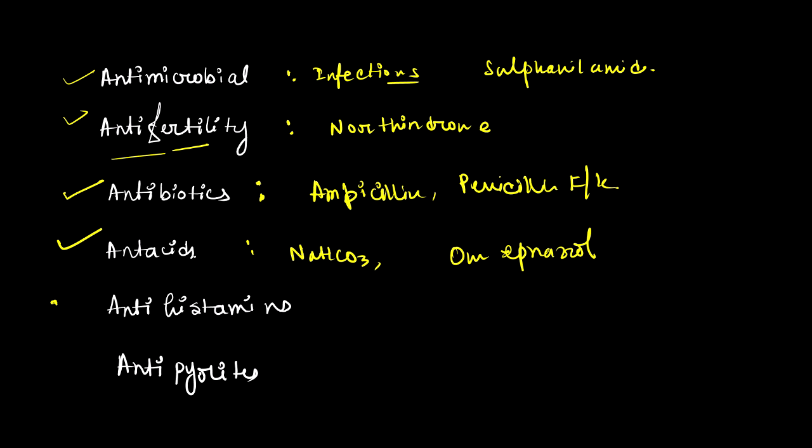Then we have antihistamines. What are antihistamines? If any histamine is produced because of an allergy in our body, it can be counteracted by antihistamines, for example Benadryl, Trimethoprim, etc.